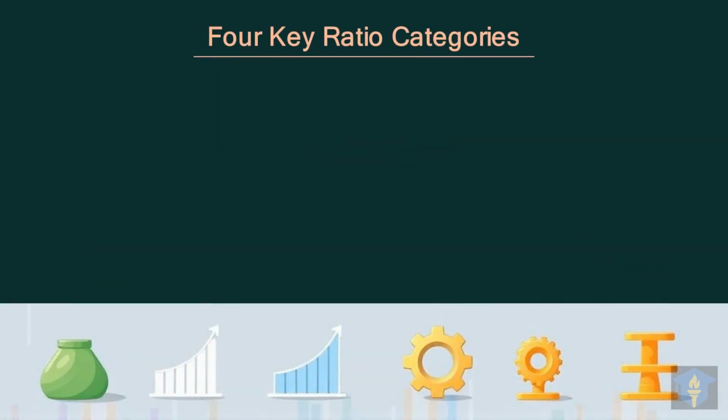Let's categorize financial ratios into 4 key groups, each offering a unique perspective on a company's health. These categories provide different angles to thoroughly evaluate a company's financial performance and overall stability.